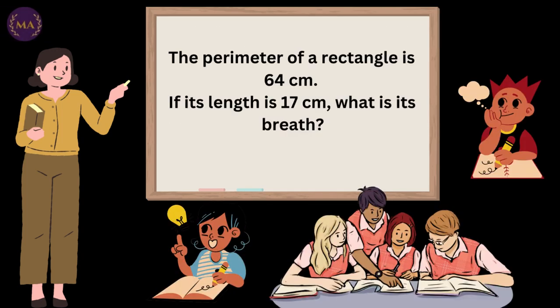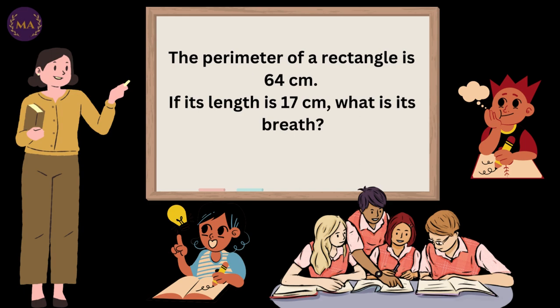Okay, so I'll read out the sum for you. The perimeter of a rectangle is 64 centimeters. If the length is 17 centimeters, what is the breadth? So whenever you start with a sum, you should always write it in a particular format. You should write what is given. From the sum, you will write what is given.